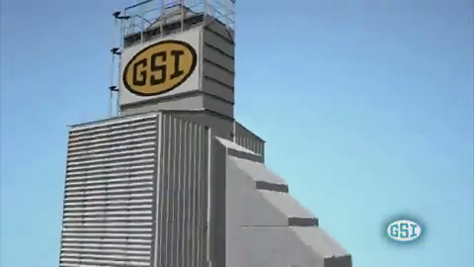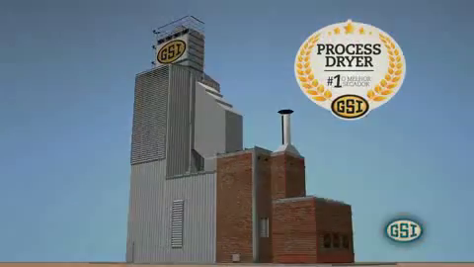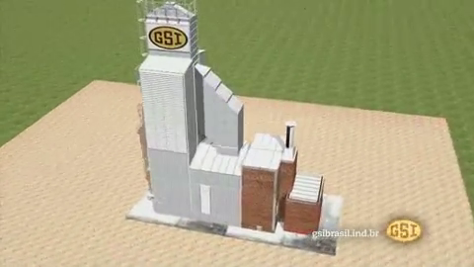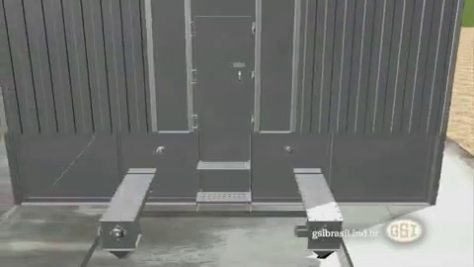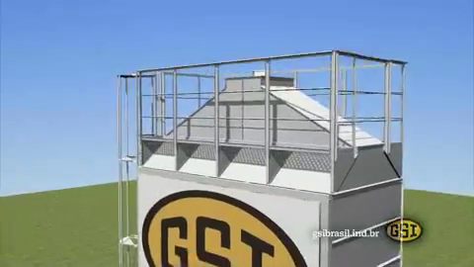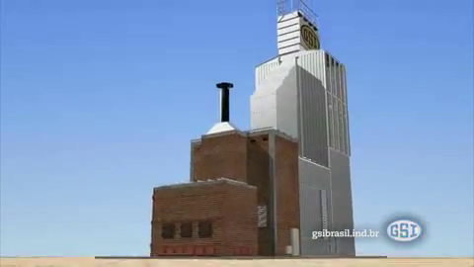GSI Process Dryer, the best grain dryer. GSI developed the original technology to provide greater energy efficiency and less stress on the grain. This means the process dryer operates differently from conventional dryers.